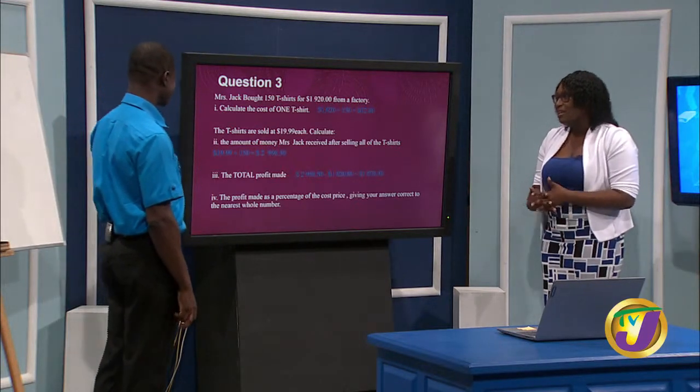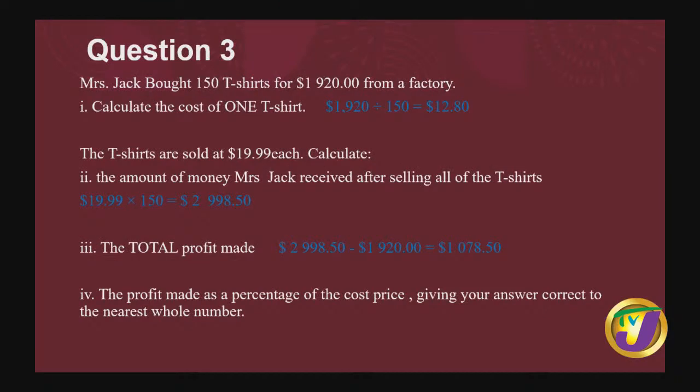So I'm excited now because this part of it is saying the profit made as a percentage of the cost price. So we need to find the profit made as a percentage of the cost price. I want to know my percentage now. So it is $1,078.50 divided by $1,920. And we multiply that by 100 to get a 67% profit. I love this business. I need to get into the t-shirt business.